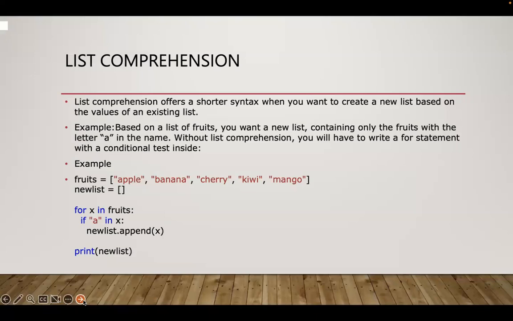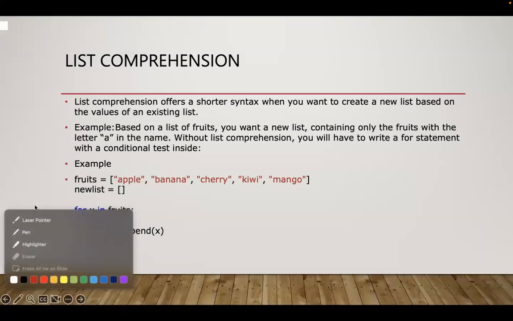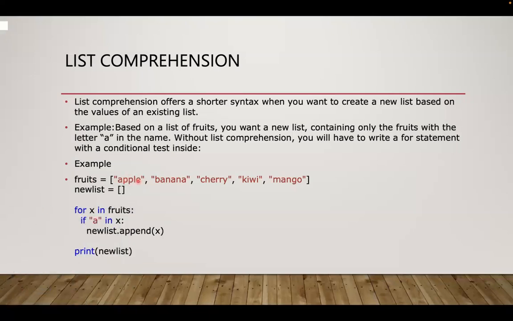If you take a look at all the items in the list here, you will notice that apple has got A, banana has got A, cherry has not got A, mango has got A. So the meaning is you would have another list called new list, which would have apple, banana, and mango. So we can do that.